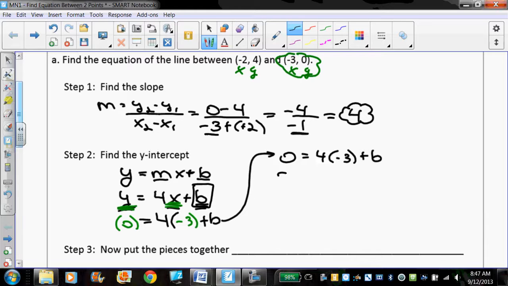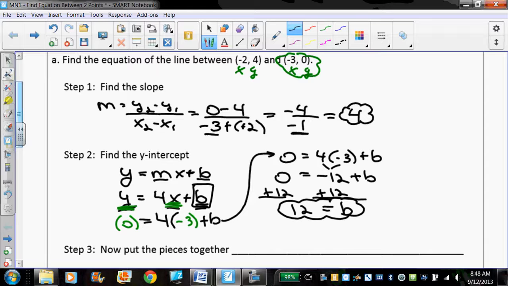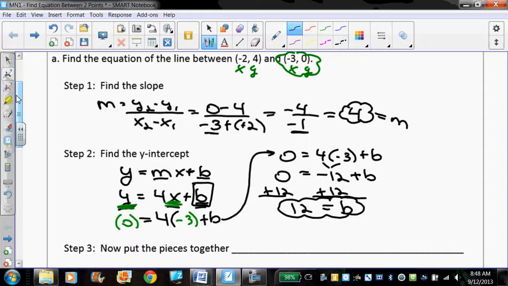I'm just rewriting it. Now to solve for b, I have to first combine, or multiply, those. 4 times negative 3 is negative 12 plus b. And then to solve for b, you're going to add 12 to both sides of the equation, or equal sign, and you end up with b is equal to 12. So we have our b value, which is our y-intercept, where it hits the y-axis.